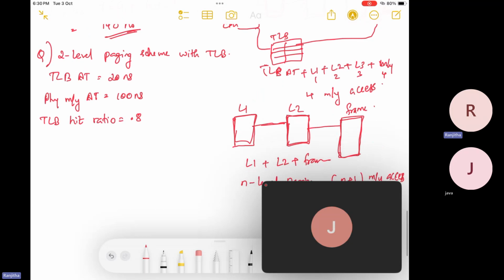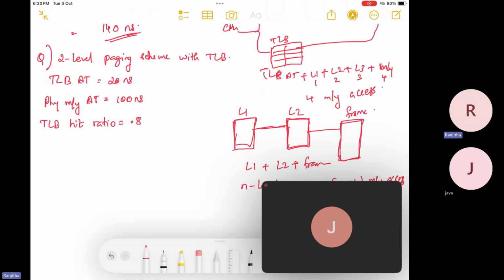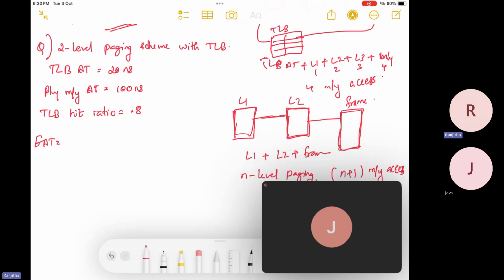In case of a TLB hit, the effective access time formula will be: hit ratio 0.8 into TLB access time, which is 20 nanoseconds, plus the frame access time, which is memory access time, 100 nanoseconds. Plus, in case of a miss, we have these additional accesses. We will have the TLB access, then this access plus this access. So we have 3 memory accesses, 3 into 100. Since it is 2-level paging, we have 2 plus 1 memory accesses.